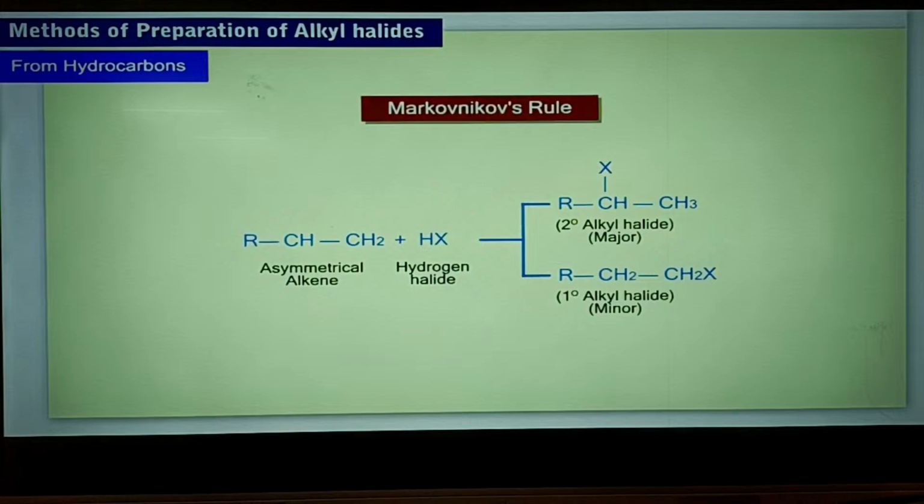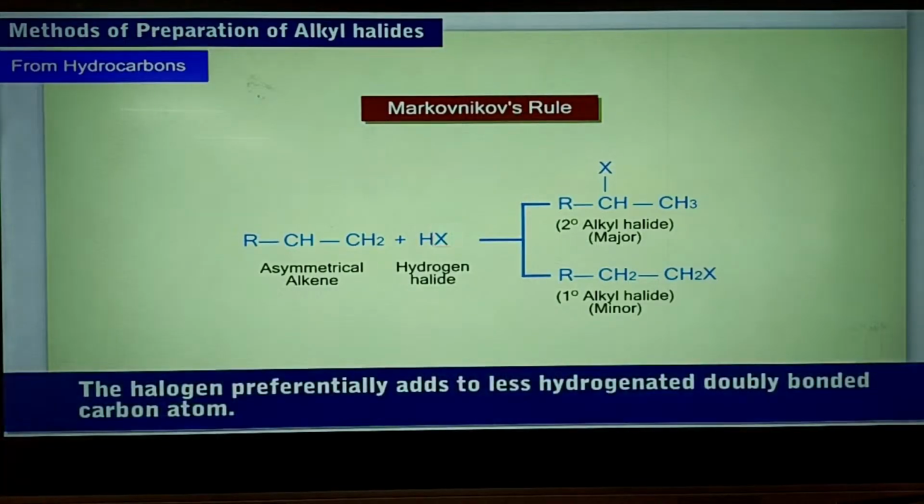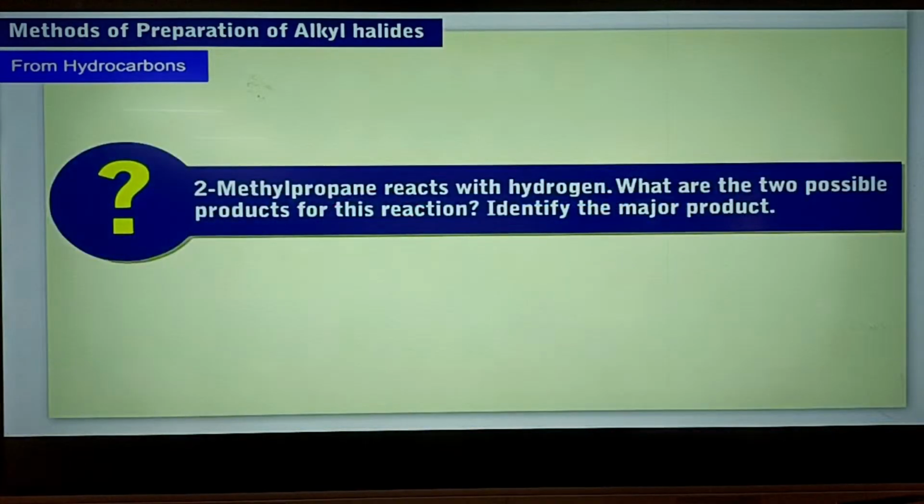We can use Markovnikov's rule to predict which product will be more prevalent. According to Markovnikov's rule, the negative part of the addendum, that is, halogen in the present case, preferentially adds to the less hydrogenated doubly bonded carbon atom. Let's work through this problem together.